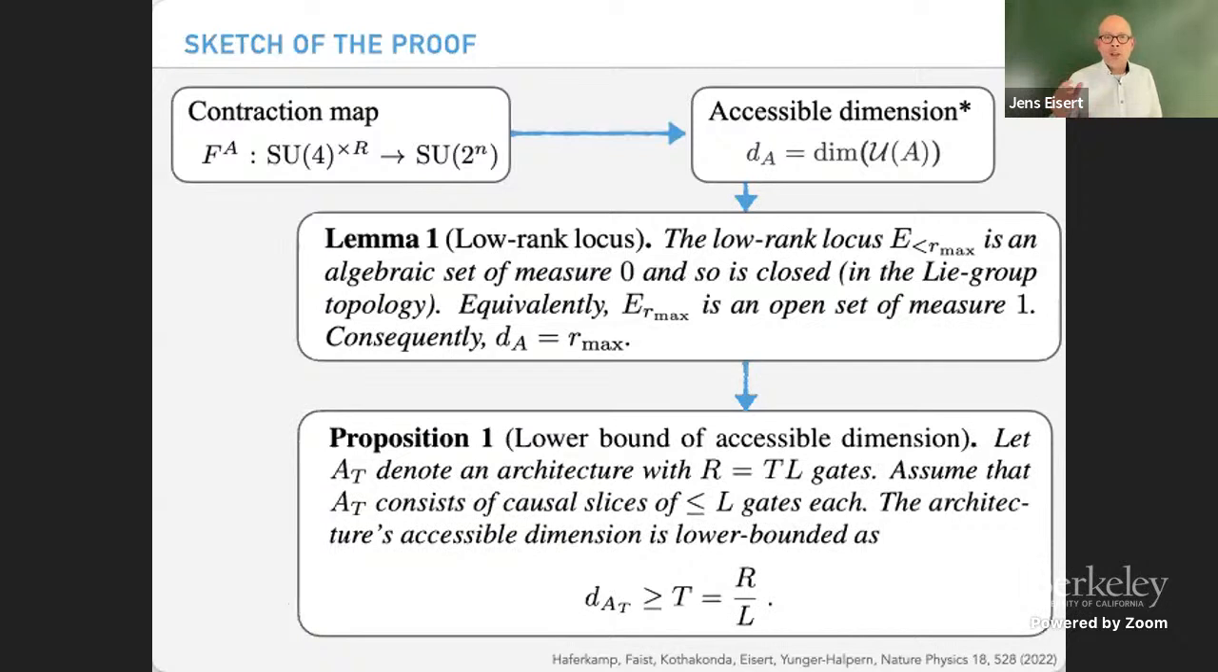So we get a lower bound of this accessible dimension. So if A denotes the architecture, with R being TL gates, so L is the number of gates in the chunk and T is the number of them. So we assume this architecture consists of coarse slices of L gates each, then the architecture's accessible dimension is lower bounded by a quantity that goes like R over L. So it scales linearly with R, which is what we want to see. Good, and the rest is elaborate counting.